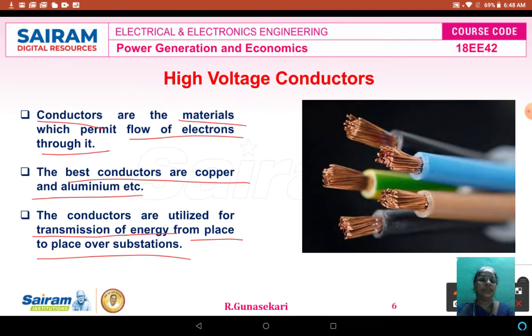Now you see the image of high voltage conductors. This is the conductor. Here it is not a single strip, it is many strips. This is the body of the conductor, and you see the conductor is made up of copper. Aluminum is also used, but in the image the copper wire is used for making high voltage conductors.